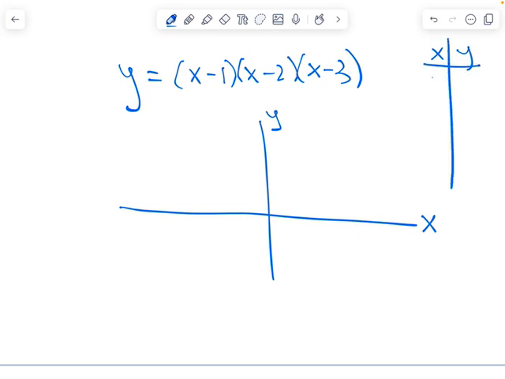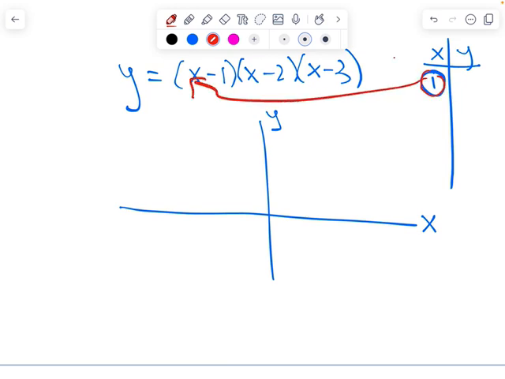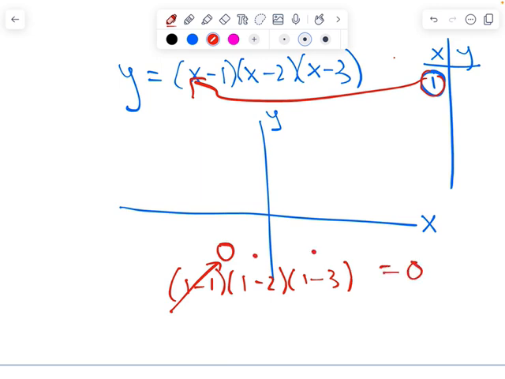Let's choose x is 1. If I plug that 1 into this equation, it goes right here and replaces that x. So now my equation becomes 1 minus 1, 1 minus 2, 1 minus 3. 1 minus 1 is 0, and 0 times anything is going to be 0. So my x value is 1, my y value is 0.